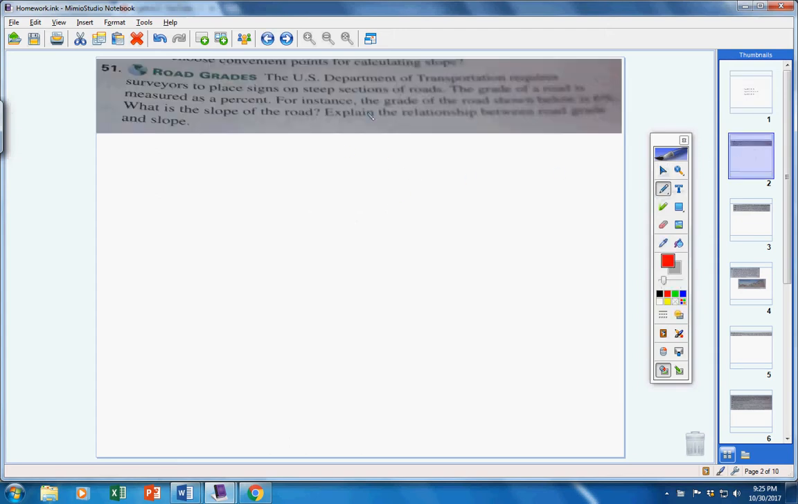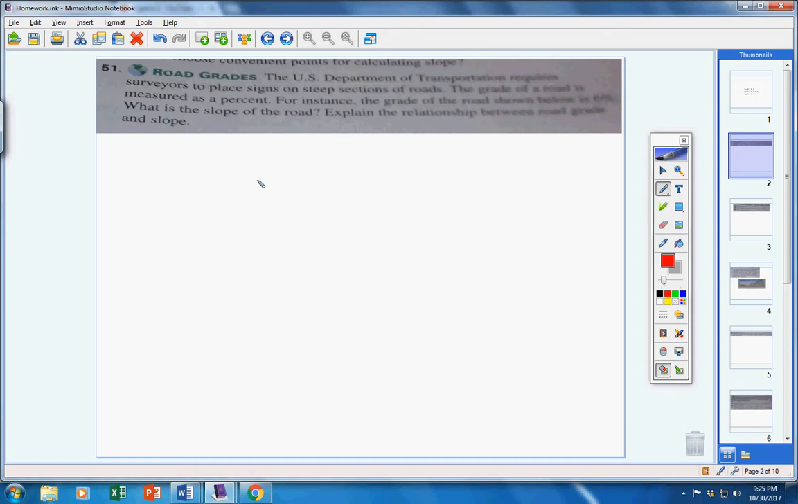I know this one's really hard to see, and I apologize for that, but if you'll look in your book, on page 231, you will see the problem says to do the following. The U.S. Department of Transportation requires surveyors to place signs on steep sections of roads, okay? The grade of a road is measured as a percent. For instance, the grade of the road shown below, if you look in your book, you'll see a picture, is 6%. Now, what is the slope of the road?